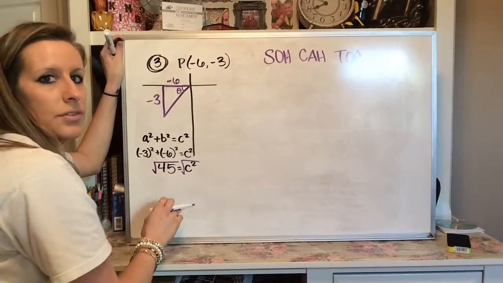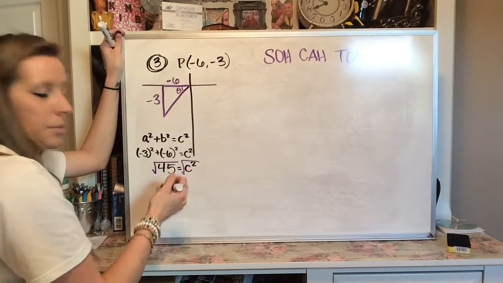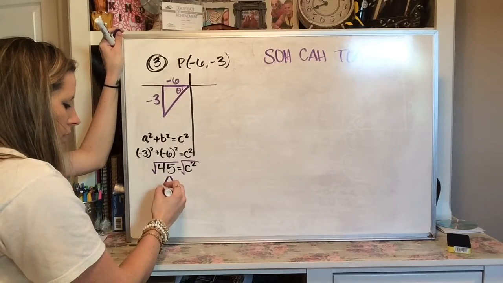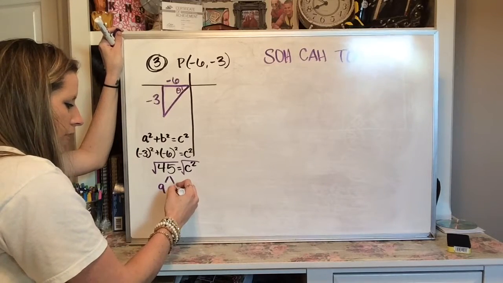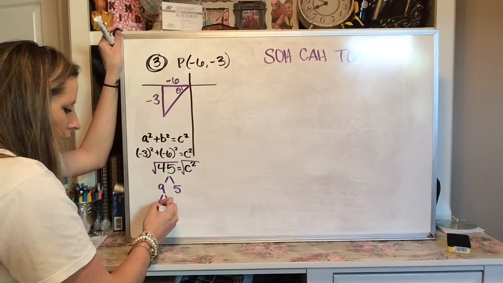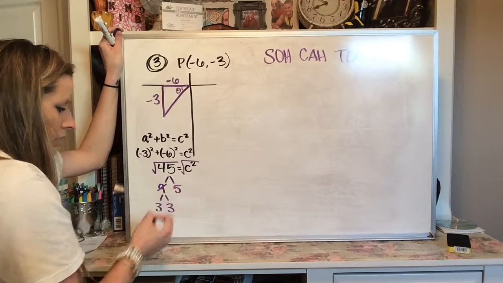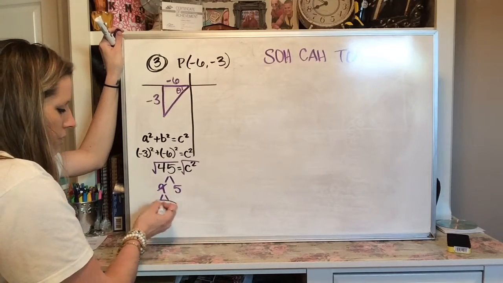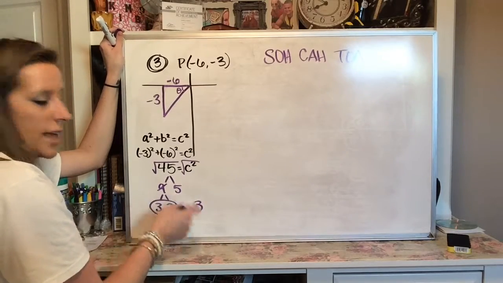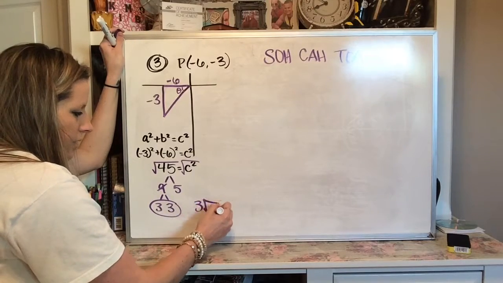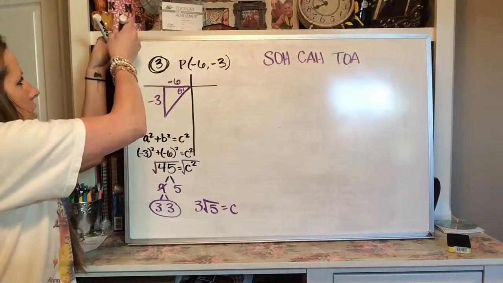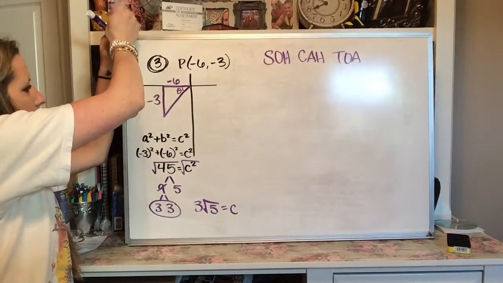Since 45 isn't a perfect square, I'm going to break it down. I'm going to make a factor tree. Okay, so what times what gives me 45? And you can use anything. A lot of people will use 9 times 5. Okay, you can break down the 9. What times what gives me 9? 3 and 3. Okay, so what you're going to do is your matches go outside the radical. And then whatever's left over, like the 5, that's going to stay inside the radical. So my hypotenuse is actually 3 square root of 5.